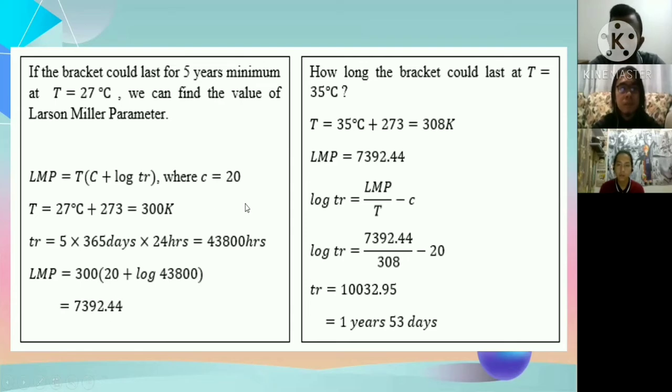So what will happen if the temperature increases? As we know, when the temperature increases, the rate of creep also increases. So the new temperature will be 35 degrees Celsius, so the total will be 308 Kelvin. The Larsen-Miller parameter will be 7,392.44. Now we are going to find the new time before the material undergoes failure. So just substitute the point. We get the final value of time before the material undergoes failure will be 1 year 53 days. This proves that when the temperature increases, the rate of creep also increases, which causes the time before the material undergoes failure to decrease.